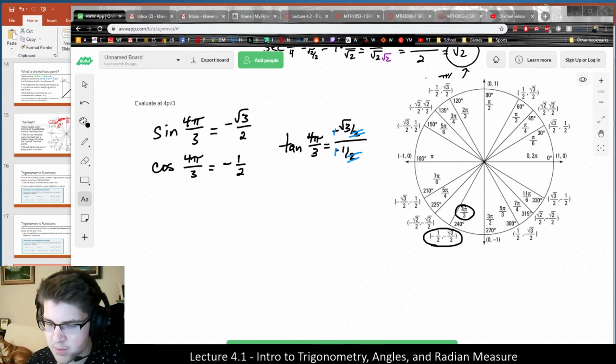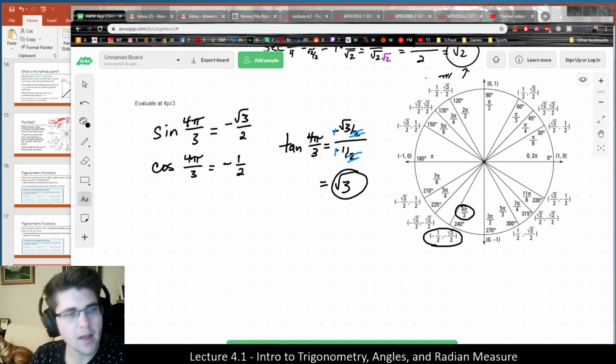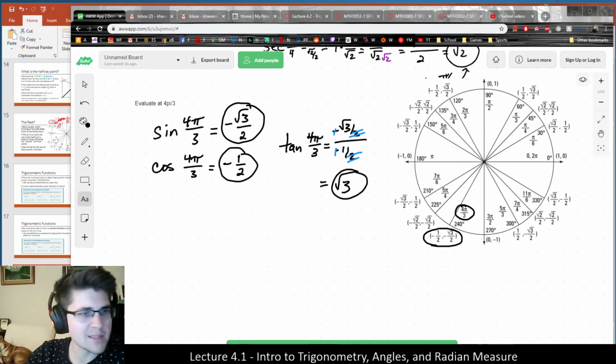But this particular ratio, the tangent of 4 pi over 3, would end up being root 3 divided by 1, or positive root 3, because it's negative over negative. But anyways, it simplifies quite nicely. And again, we should always be simplifying our answers. Good habit to be in.